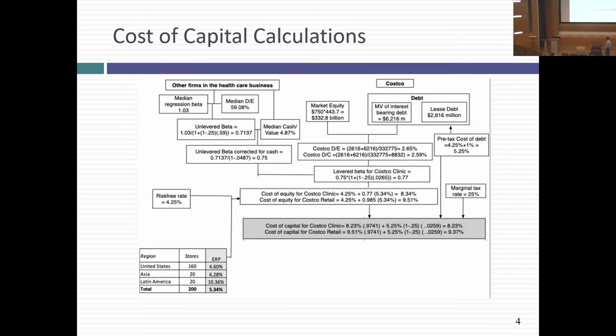So let me start with my cost of capital calculation. There are two things at play here. One is the clinic, which is a healthcare business. Yes, go ahead, Gandhar.